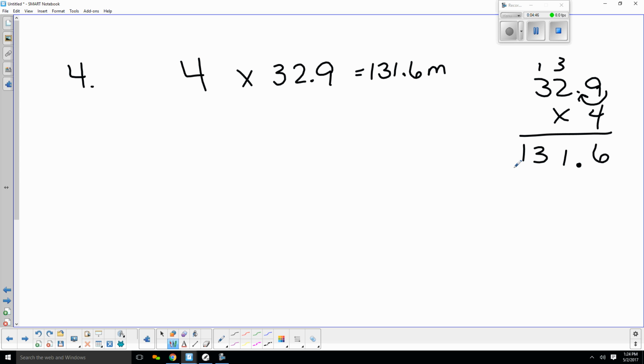131.6 meters of tape to use. Now from that, I'm going to take the 131.6 meters, and I'm going to divide that by 1.2 meters, which is how much he needs for each box.